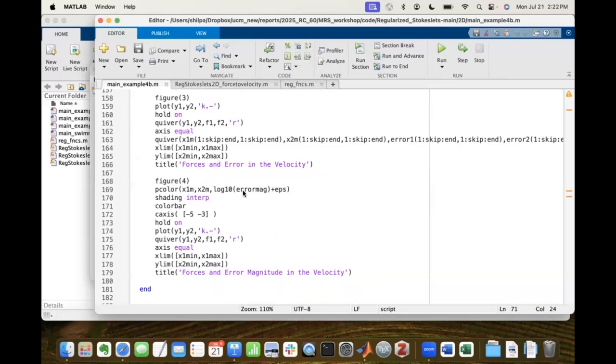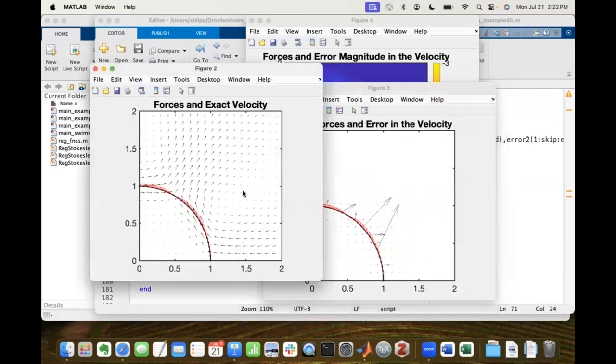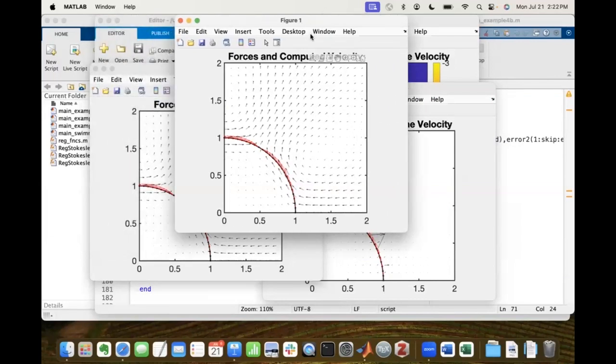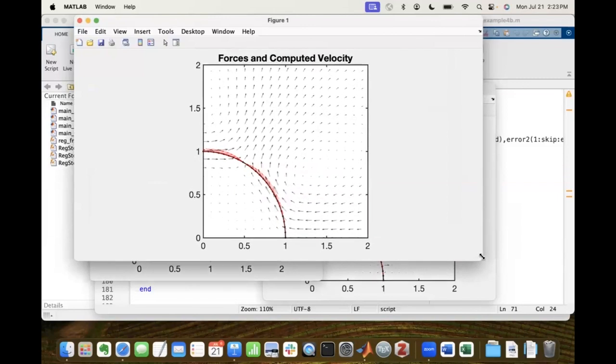Also, if you go back to figure 1, the forces and the computed velocity. Yeah. So the swirling flow, there's no ambient flow, right? It's all due to the forces on the boundary. Yep. So this is a case in which we knew the exact solution. And so the forces we're applying result in this flow.